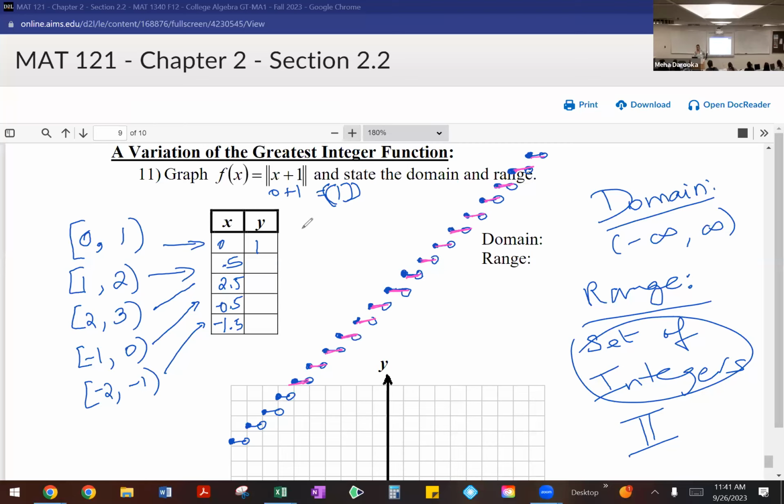Now you do 0.5. So 0.5 for the X value plus 1 will end up giving us 1.5, which is now in that greatest integer symbol. So same definition, largest number which will be less than or equal to. Oh, I did something wrong, because this guy should be 0.5. This guy should be 1.